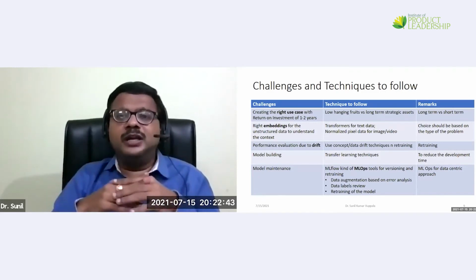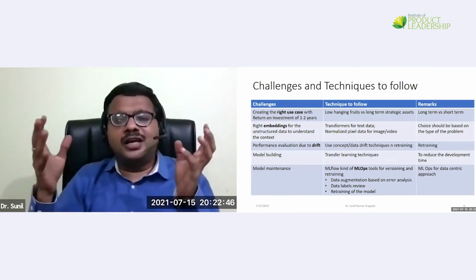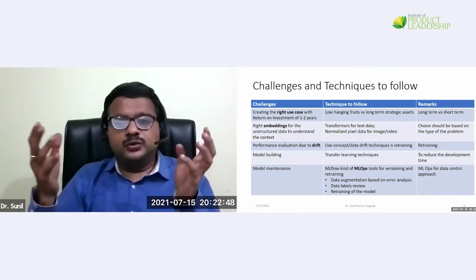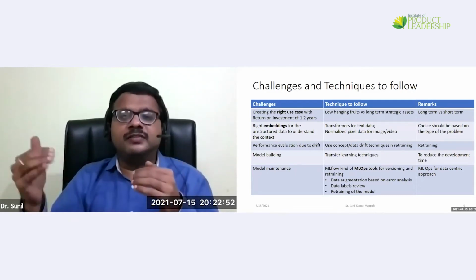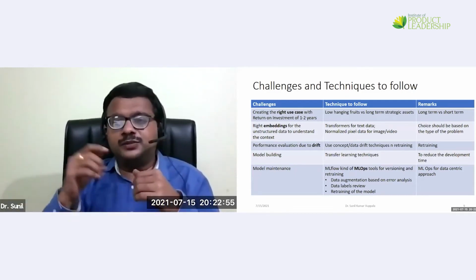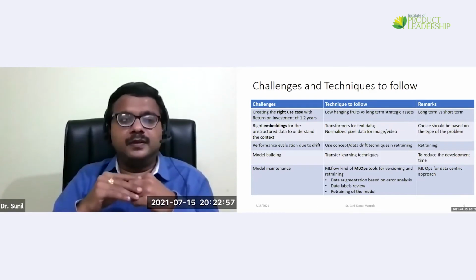When it comes to model building, we have seen a lot of maturity in the last few years. You can try to use some kind of transfer learning techniques, maybe not only from your domain, even from other domains as well, especially to reduce the development time.